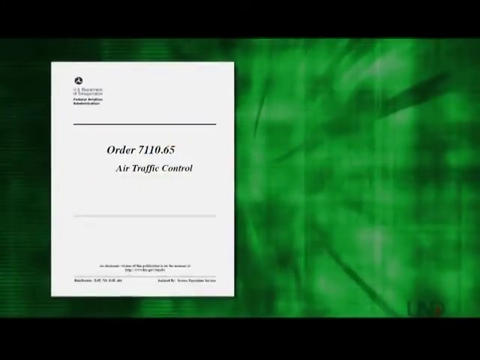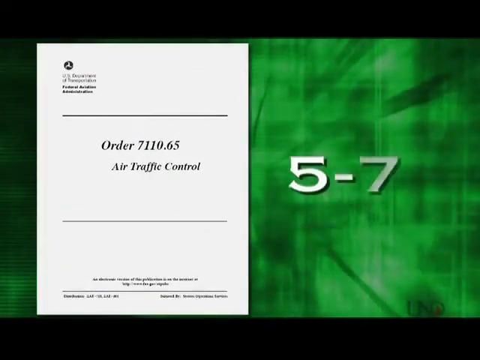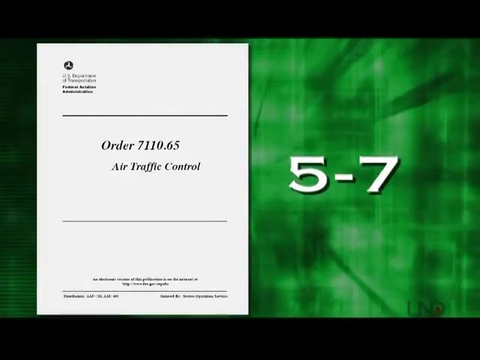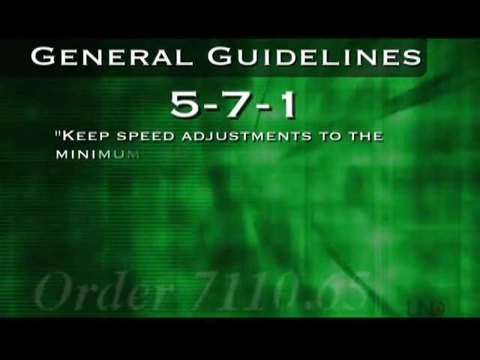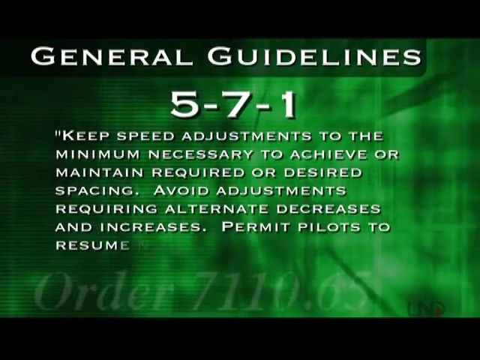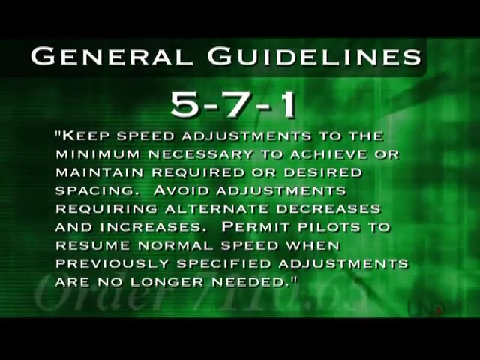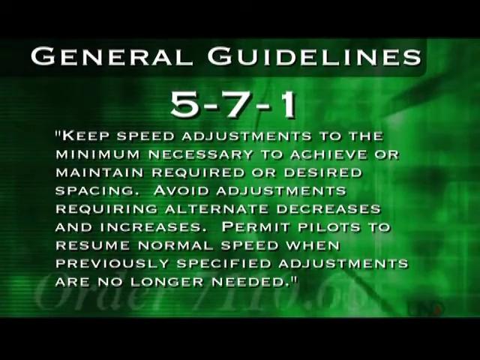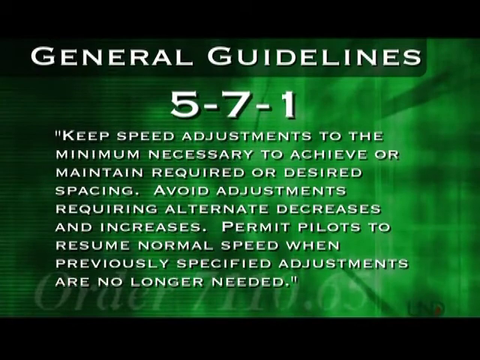Information governing speed adjustments can be found in the 7110.65 in Chapter 5, Section 7. We'll start by going over some general information provided in this section. The first statement lays out the basic framework for using speed adjustments. Keep speed adjustments to the minimum necessary to achieve or maintain required or desired spacing. Avoid adjustments requiring alternate decreases and increases. Permit pilots to resume normal speed when previously specified adjustments are no longer needed.